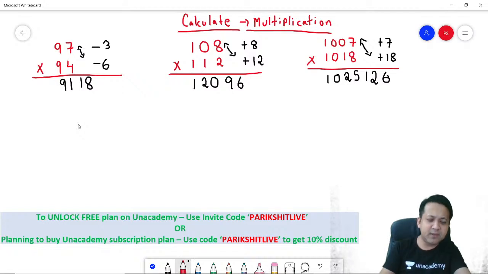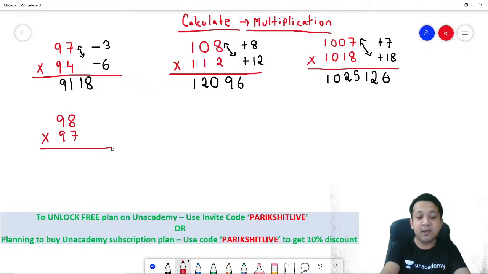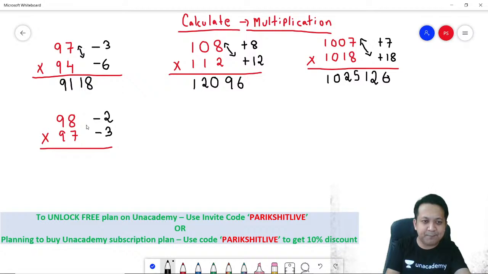Let's take another number. So let's say this time I am taking 98 into 97. Now here you've got to be a bit careful. Step 1. Well, there are only 3 steps in your multiplication. Step 1. Take down the difference from 100. So the differences are minus 2 and minus 3. What is step 2? Cross. So you'll cross it like this.